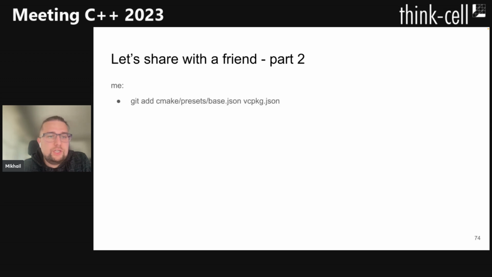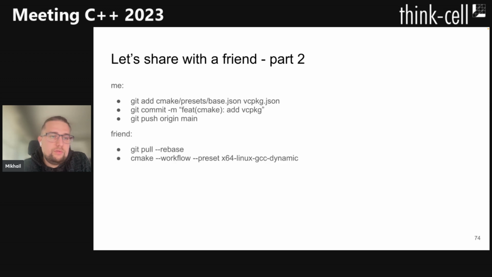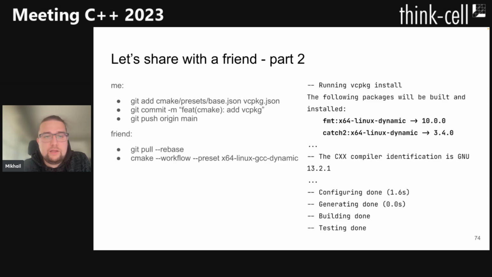Yes, I'm adding my changes to Git. I commit it, push, my friend does a git pull, rebase, and now everything is great. The way vcpkg works is that it runs as part of the configuration step, but before the actual CMake stuff. So it first installs all the dependencies, and then the regular CMake runs.